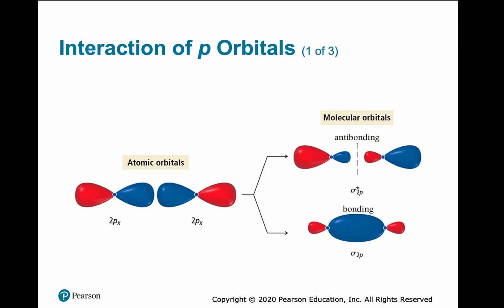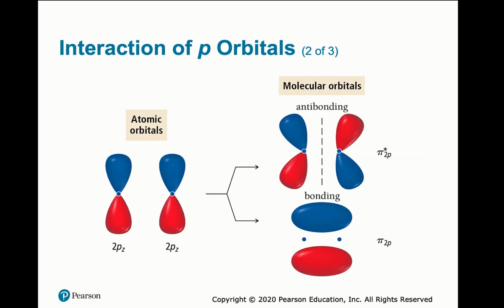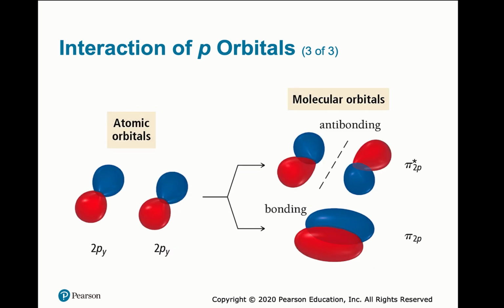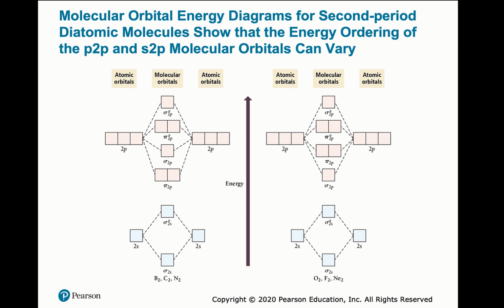So what about p orbitals? P orbitals can form sigma bonds. So here are the bonding and anti-bonding schemes for p orbitals. And they can also form pi bonding, with the bonding scheme and then the anti-bonding scheme for the pi star orbitals. And of course there are pi bonds in 3 directions, so you can have 1 sigma and 2 pi for p orbitals.